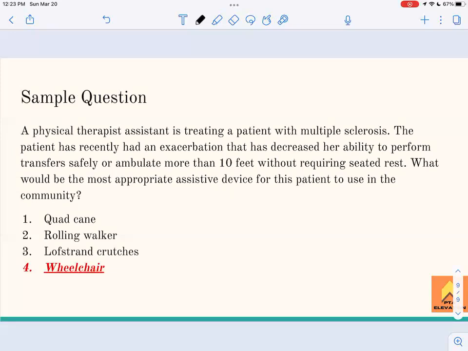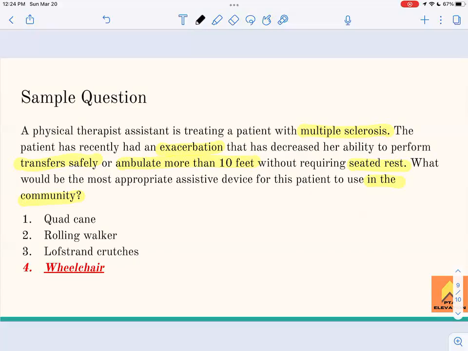All right, guys, so the answer is a wheelchair, and let's break down why. The patient has MS, so we understand they're probably going to have some problems. They recently had an exacerbation that's going to decrease their ability to do things. So it decreased her ability to do what? Transfer safely and ambulate more than 10 feet without requiring seated rest. That means this patient isn't doing too much. Also, the stem of the question asks what's the most appropriate assistive device for this patient to use in the community. So this is not about what we're doing in her house. This means she's got to go to the grocery store, or she's got to go to the pharmacy and pick up her medication. What is she using to get around?